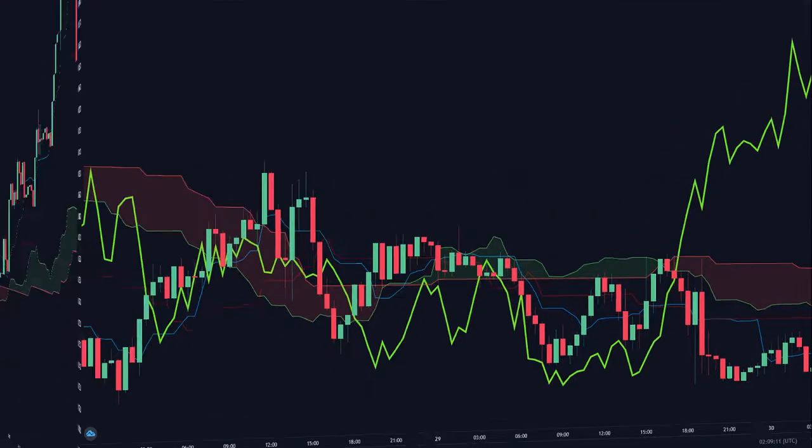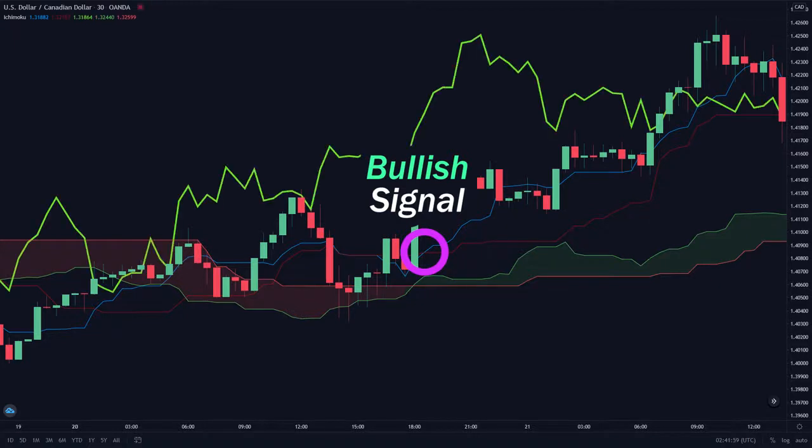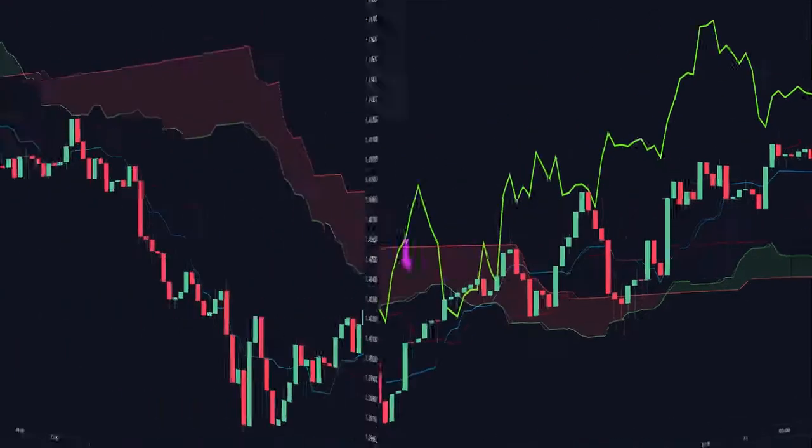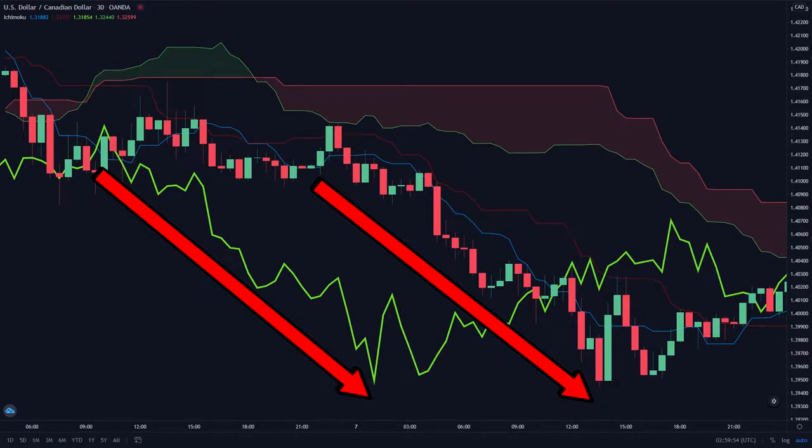For example, let's say you receive a bullish signal from the Ichimoku cloud. The lagging span can help confirm that that is a strong bullish signal. So if the lagging span is also heading upwards, this further confirms that the price is on a strong uptrend. And it's the same with downtrends as well. If the lagging span is heading downwards, this further confirms that the price is on a strong downtrend.